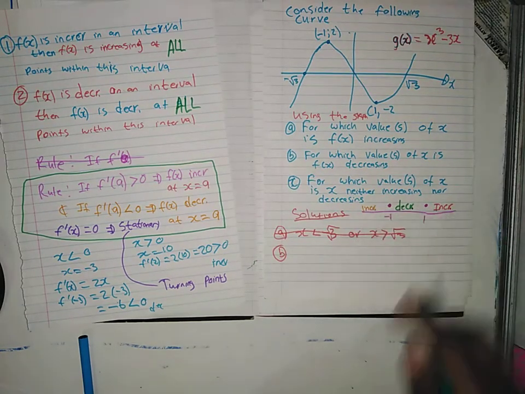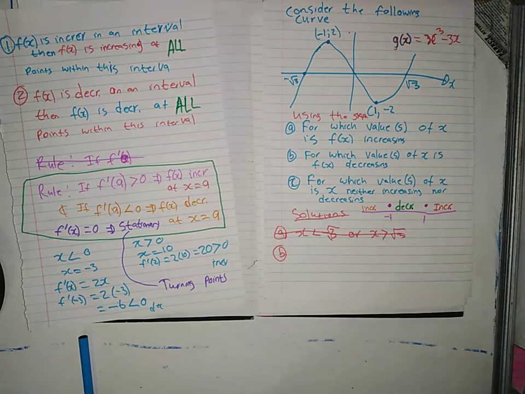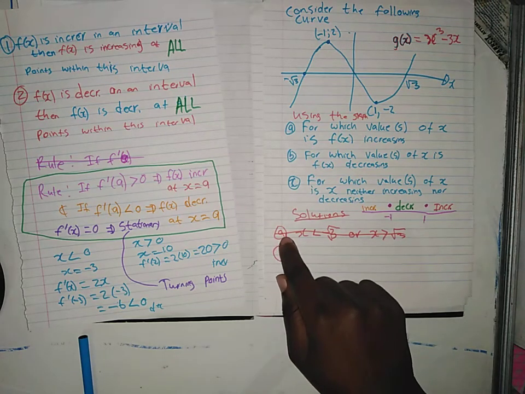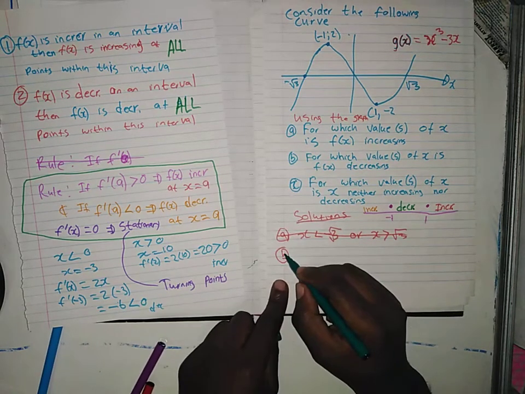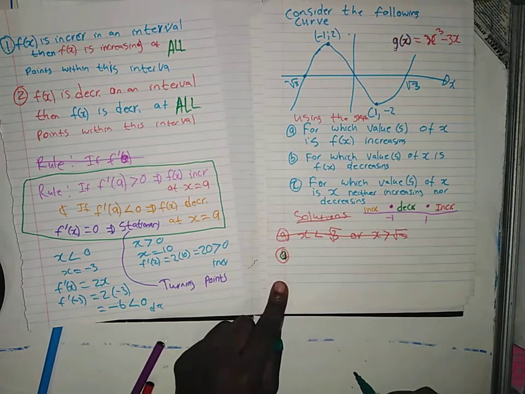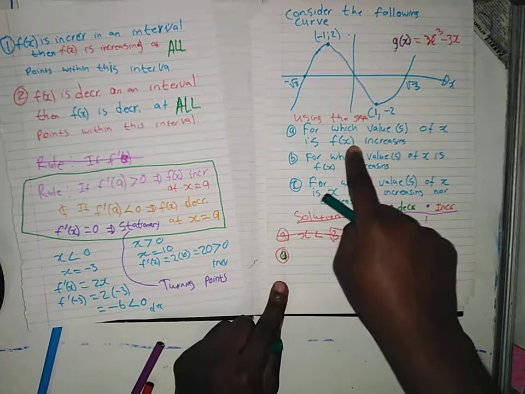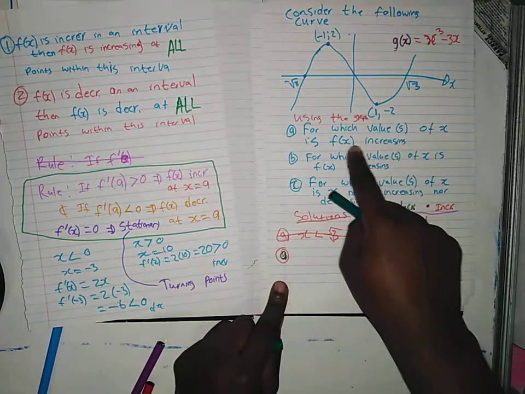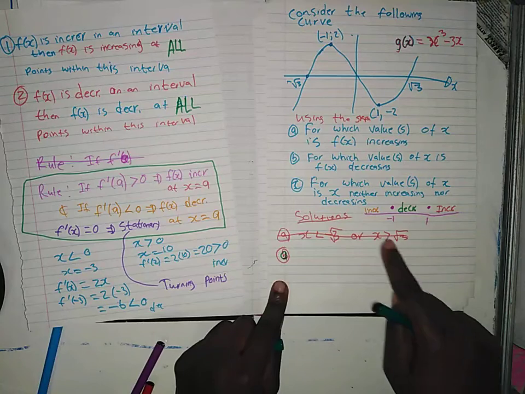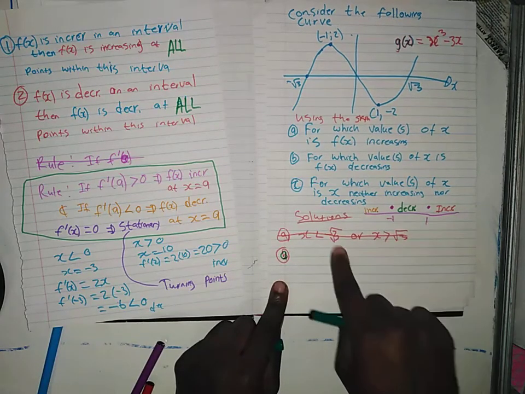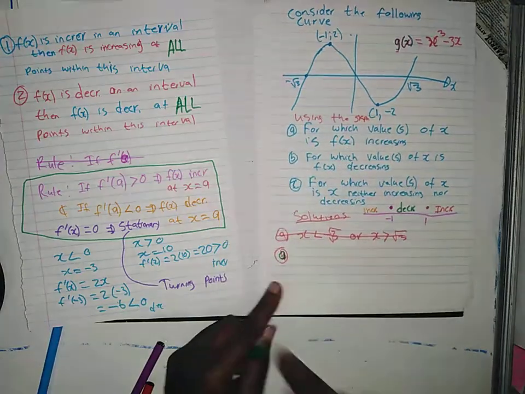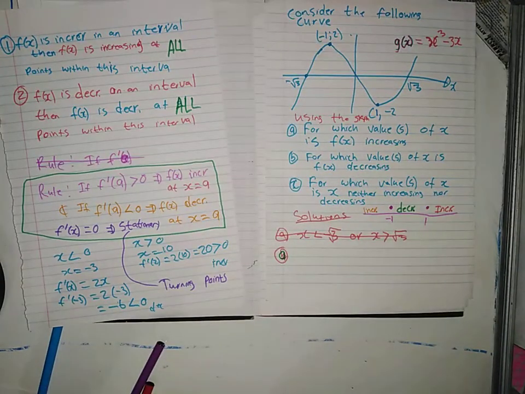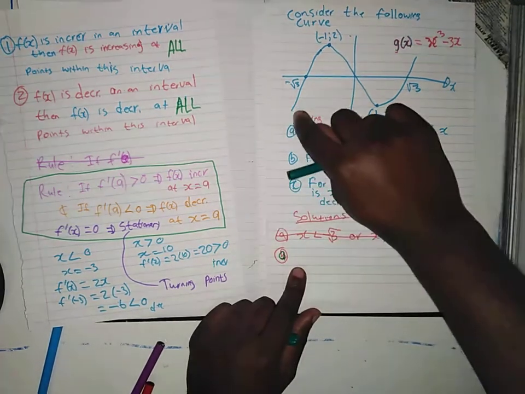Now when you've got this, you can then answer any question. So for A, let's start a new A. Where do they want the values for which f at x is increasing? It's at x less than 1, not less than 3, because it's decreasing here. Remember we said we must go from left to right along the graph. Can you see?